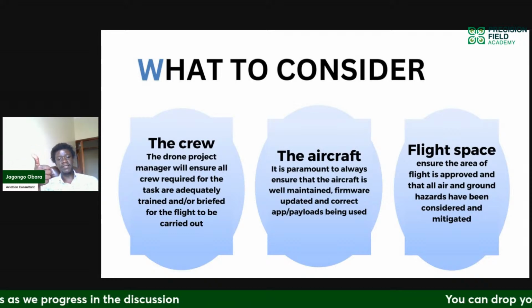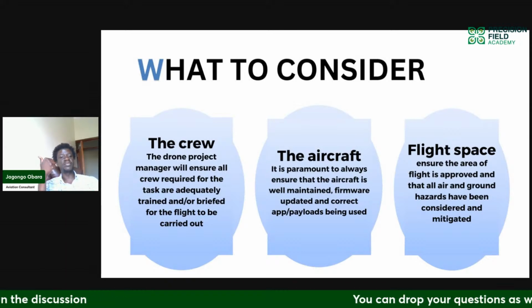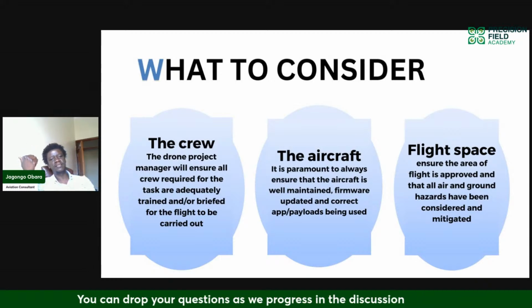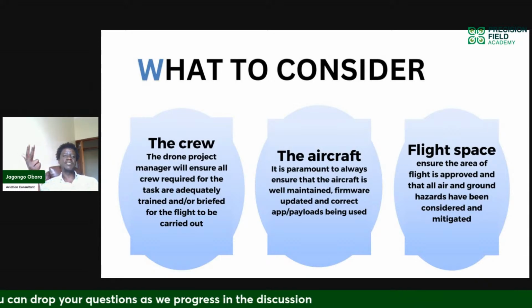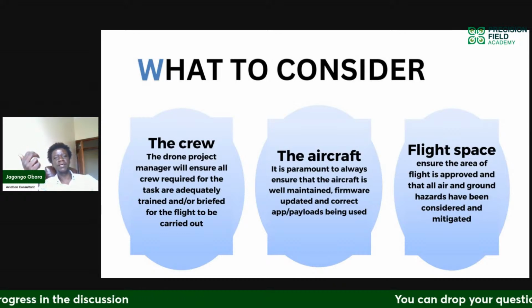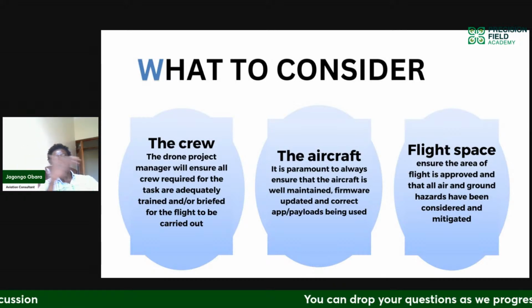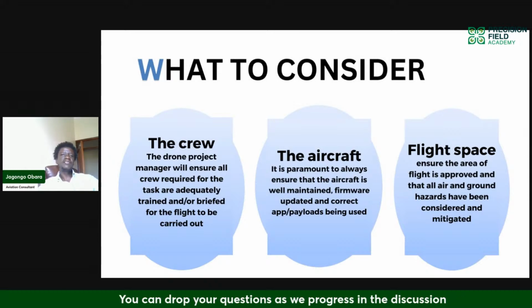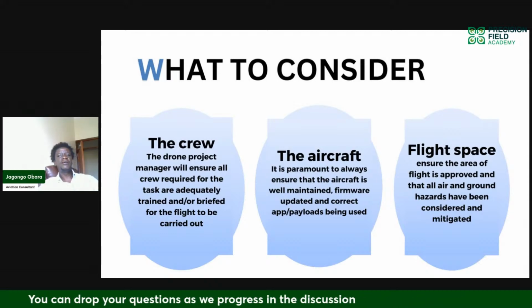The drone is not flying itself. Somebody is flying it and somebody is monitoring it. The aircraft also needs to be considered. Is it well maintained? Is it up to scratch? And also the flight space. Are we approved to fly? Are we in the right place to fly? And things like that.